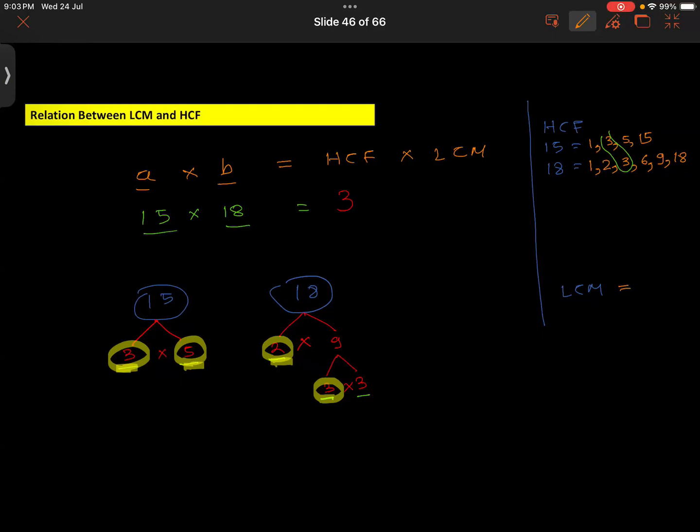405. How can it be 405? 3 fives are 15, 15 twos are 30, 30 threes are 90. LCM would be 90 now. See where you have done the mistake?